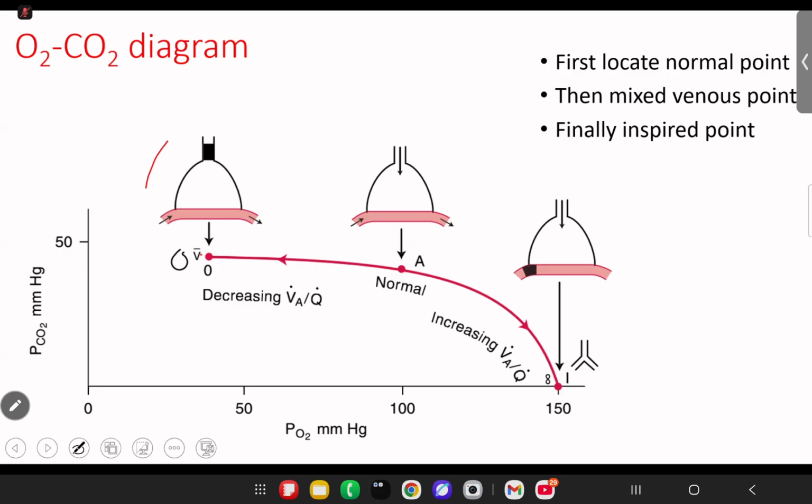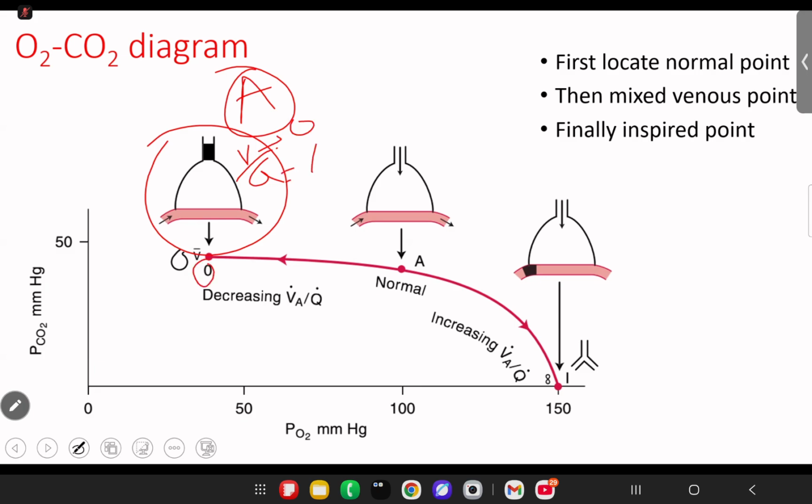So here, what do we have here? What is the shunt or VQ mismatch or dead space? What is A? Shunt, VQ mismatch, dead space? Shunt. So shunt, where you have no ventilation, 0, perfusion is good. So you have a 0 over here.